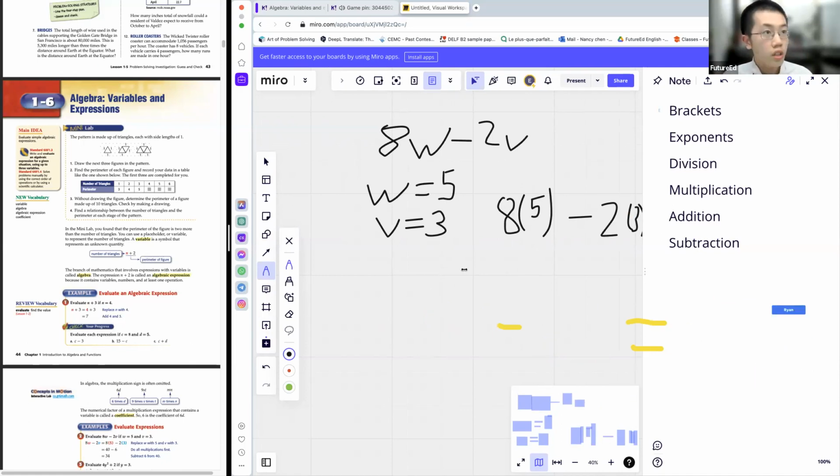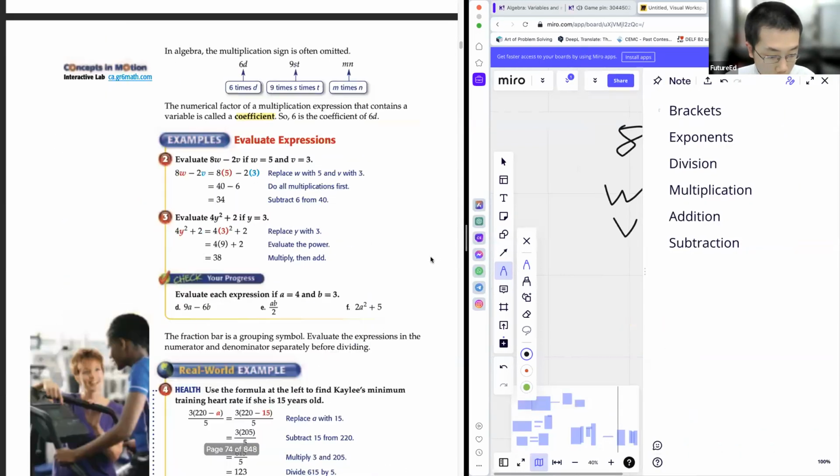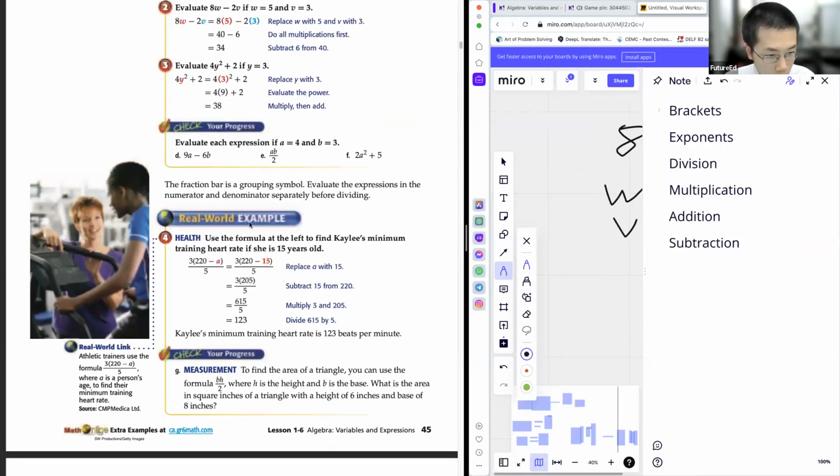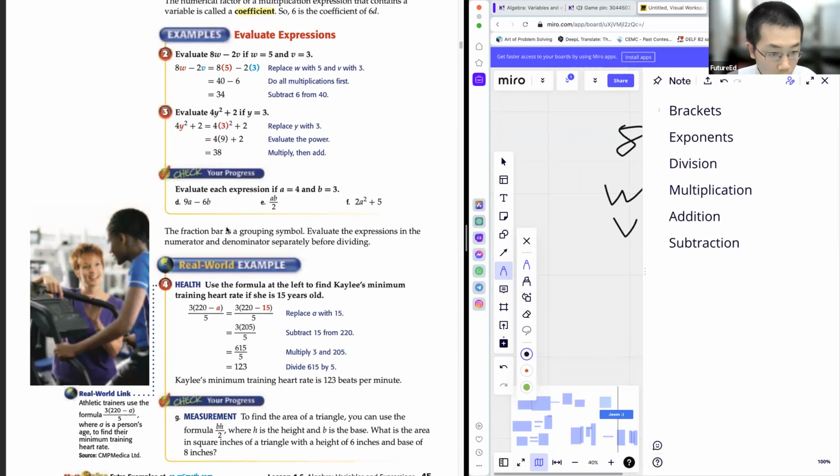Let's go with another example before we start the Kahoot. Okay, we have a real world example now. I don't think we've covered this before, but the fraction bar is a grouping symbol. Evaluate the expressions in the numerator and denominator separately before dividing.